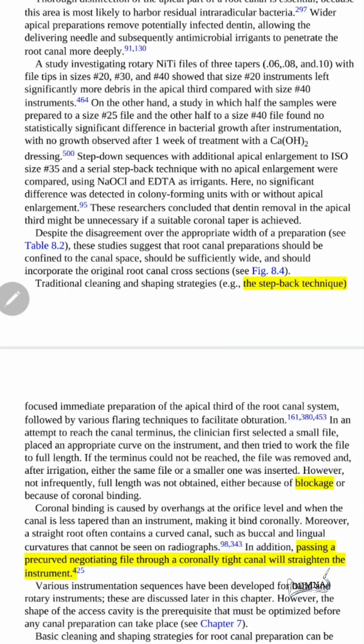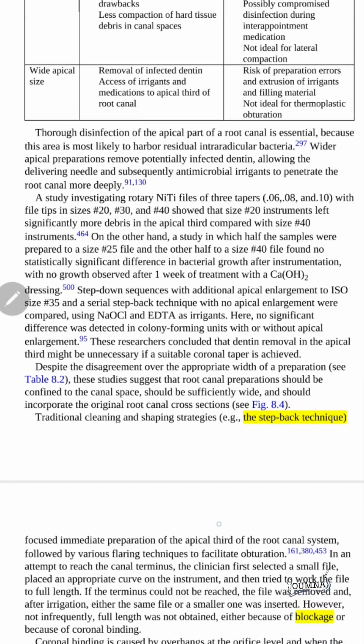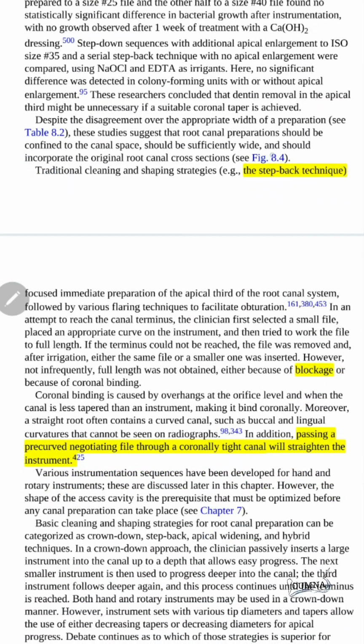Now, after we determine the working length, we will start the instrumentation. We have several techniques: the traditional ones, the step back and the crown down. In the step back technique, we start by instrumenting the apical area, and we increase 1 millimeter as we proceed to the coronal part. This technique has some drawbacks that can cause blockage.